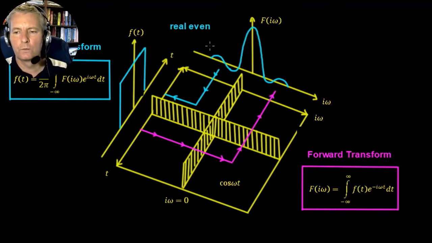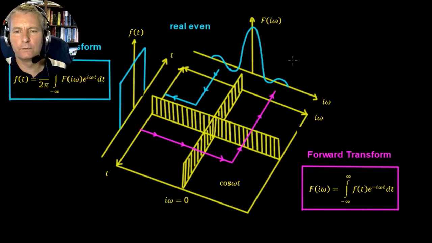So what we're going to be doing is modulating this cos omega t surface with this function here. By modulate, I just mean multiplying it. So if it was a purely real even function, then it would be f of t times this surface. This thing here would modulate the surface, and then we would integrate in this direction, along the t-axis, so that's the integral from minus infinity to infinity over dt, and this would give us our function F of i omega.